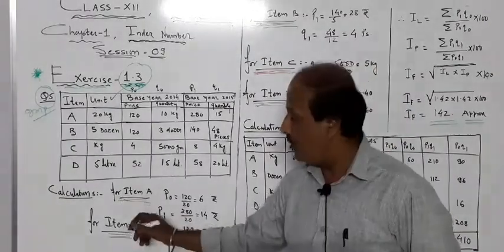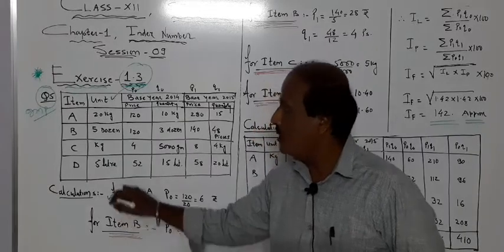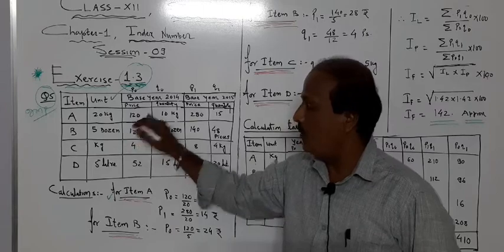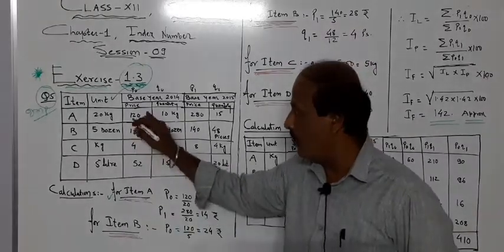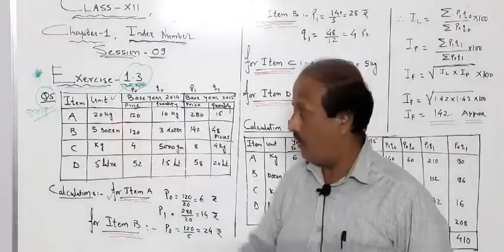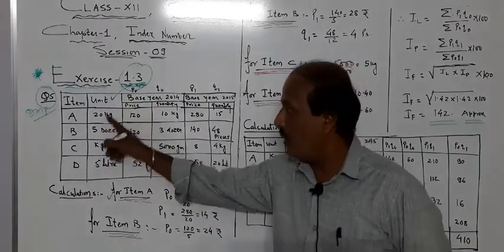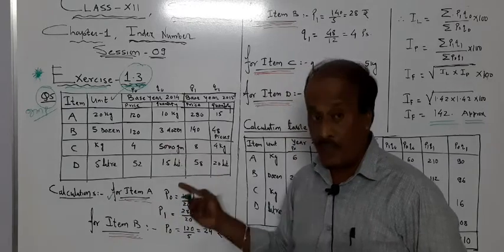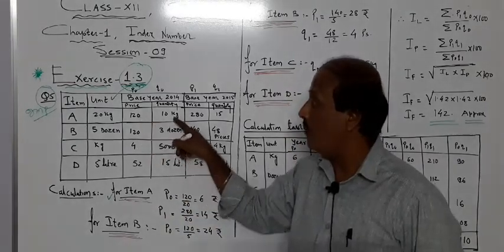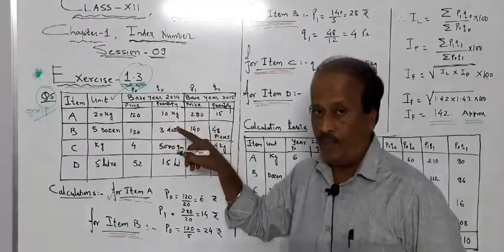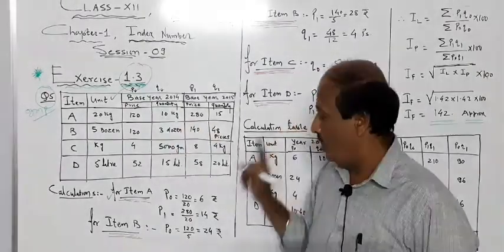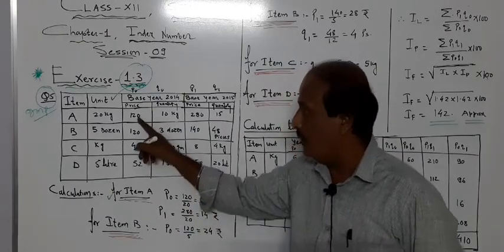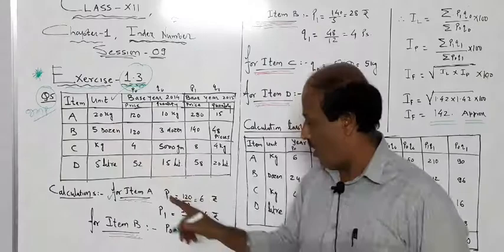What are these calculations? For item A, the price is given as 120. Now this 120 price is not per kg. So you divide 120 by 20, because we want the price per kg. Then automatically you can multiply that price with the 10 kilograms. I'll be showing you that in the calculation. So the first calculation is that your P0 will be 120 divided by 20. How much will it be?